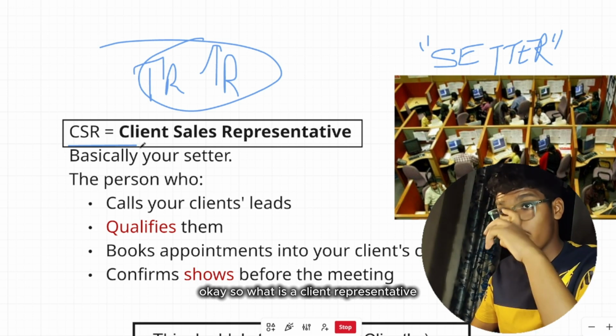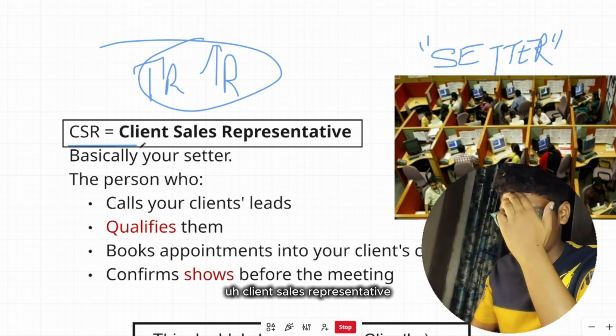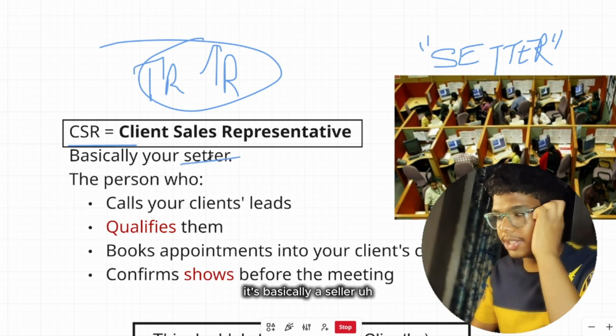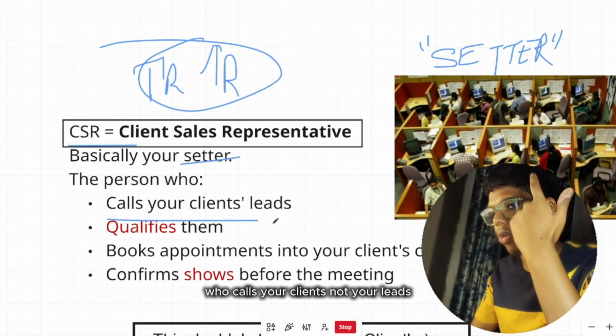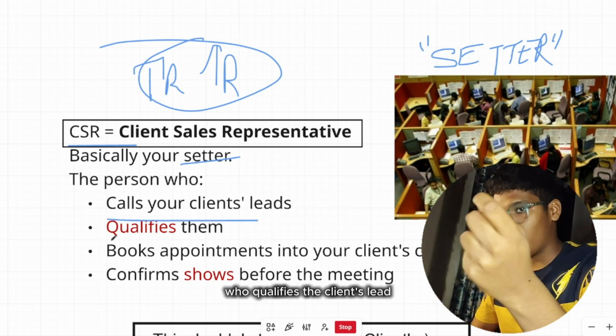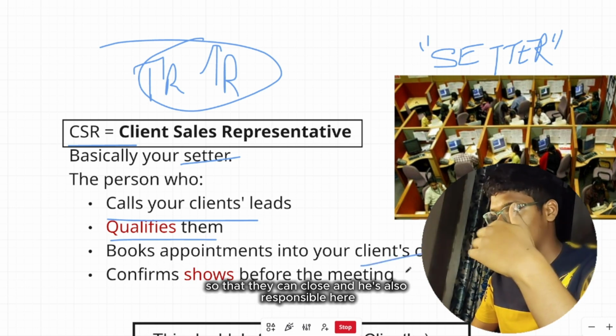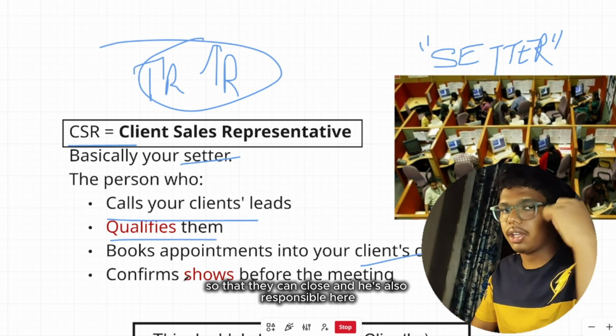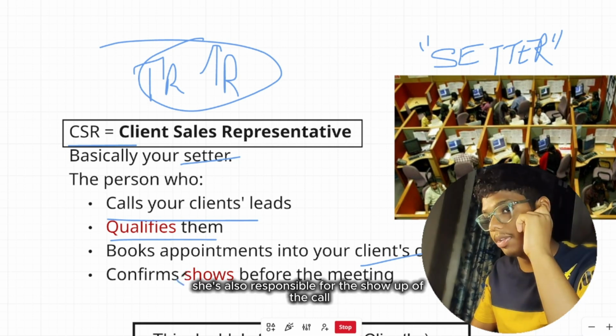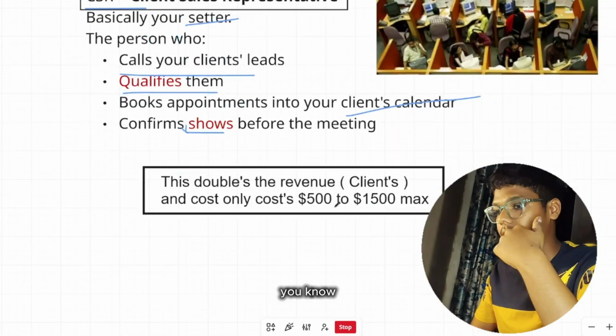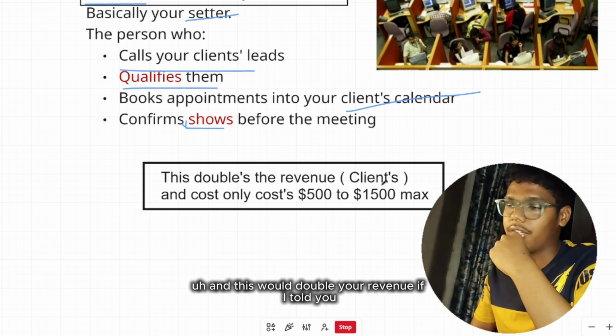Okay, so what is a client sales representative? It's basically a seller who calls your clients, not your leads, who qualifies the client's leads and books them into the client's calendar so that they can close. He or she is also responsible for the show up of the call. And this would double your revenue, I'm telling you.